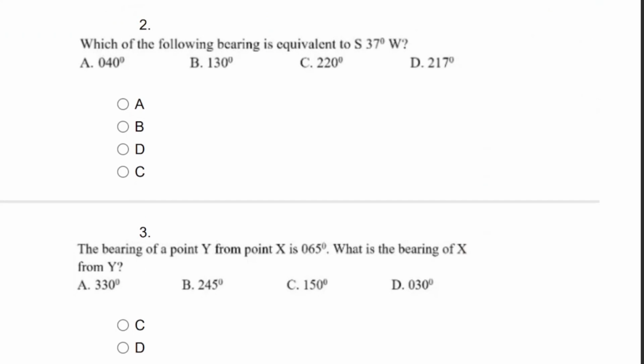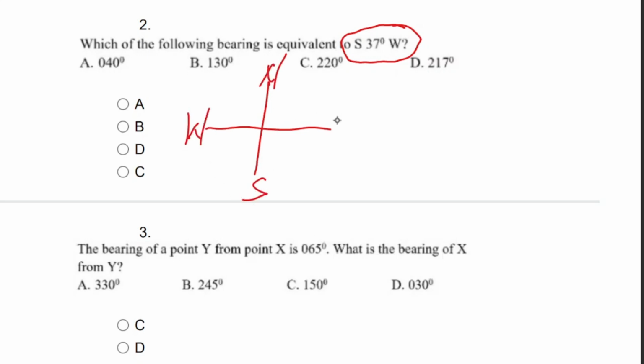The second question says, which of the following bearings is equivalent to south 37 degrees west? In this one as well, we are converting from compass bearing to 3-digit bearing. So the same thing, we're going to sketch this as well. This is the north, this is south, this is west, and this is east. So we look at where is 37 degrees west. This is southwest. So the line will fall here, and this gives us 37. We are starting from south, moving towards the west.